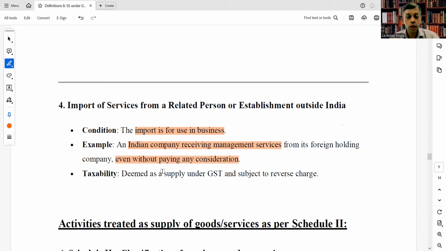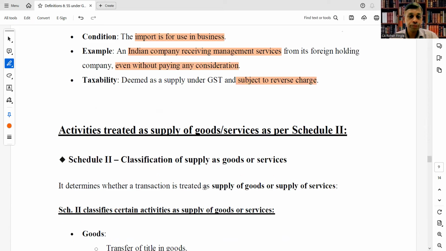Sorry, I used the wrong word. Distinct person is used when under the same PAN we have branches located in India in a different state. Then it is a distinct person. It will be a related person or a completely separate establishment outside India providing services to us. Next, taxability: deemed as a supply under GST and subject to reverse charge. Here it is not a forward charge. Import of service is covered under the reverse charge mechanism.